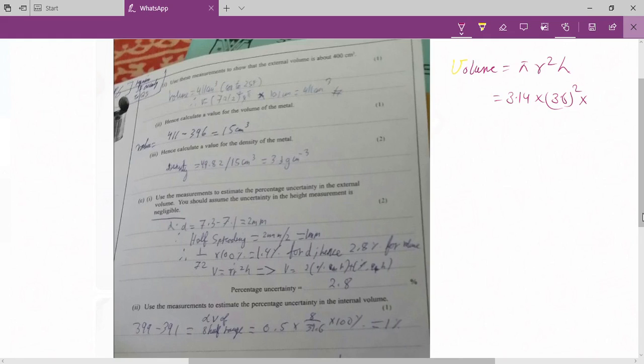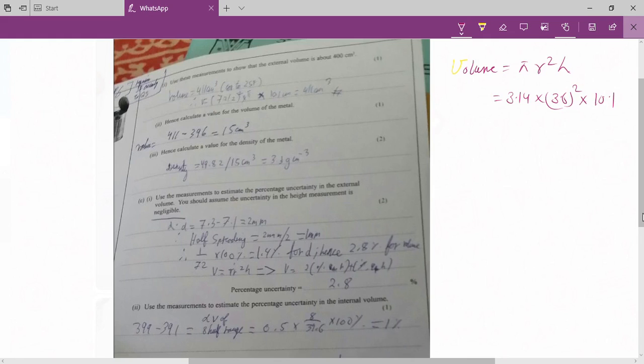One second, I have the picture in my notebook. I can also do it on my phone. Yes, I found it. The height is 10.1. So here you can see 3.14 times 3.6 squared times 10.1.